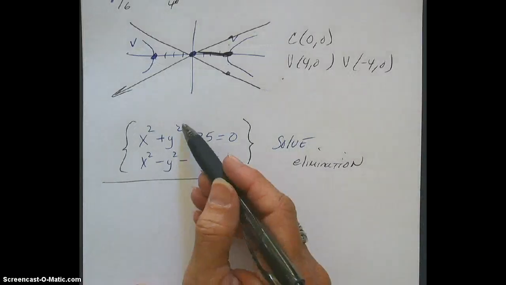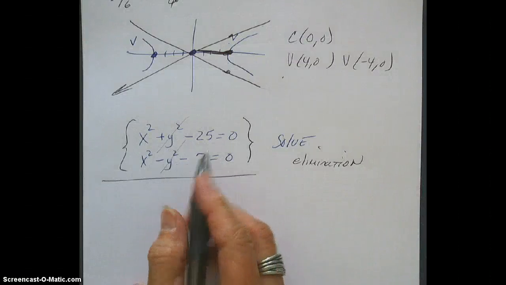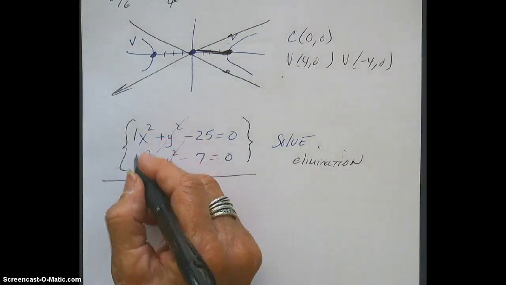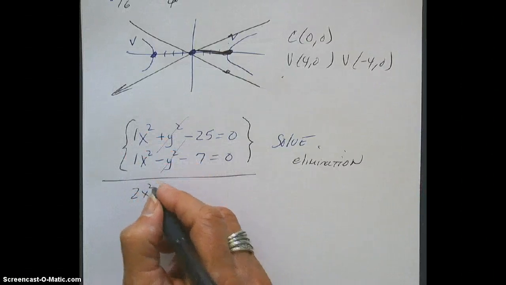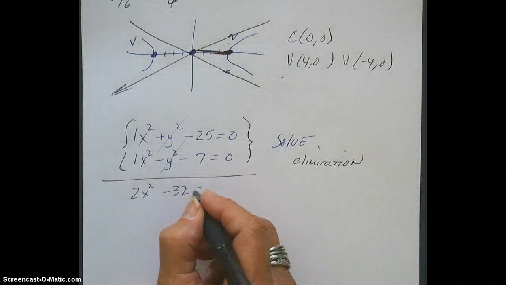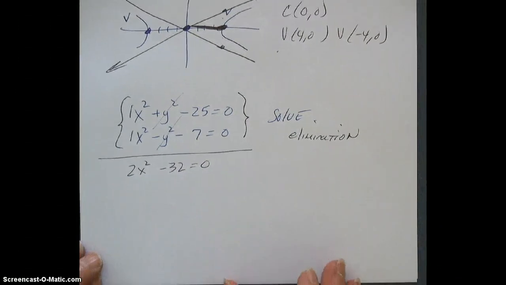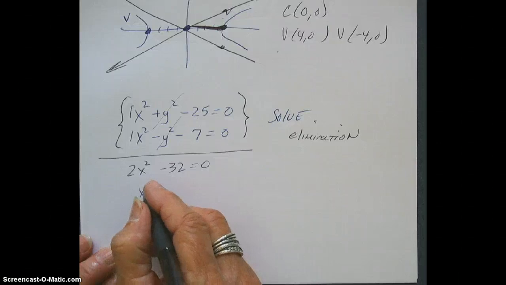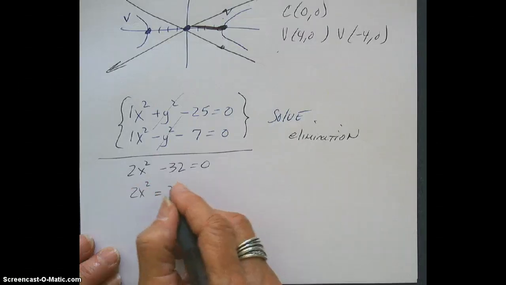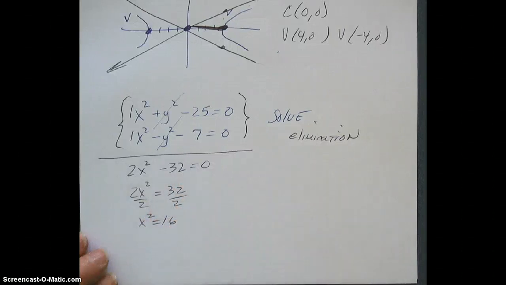You might recognize that if I add y squared to negative y squared, I'll get 0, so I'll eliminate the variable. But 1 x squared plus 1 x squared will be a 2 x squared. We're adding these, so we'll get 2 x squared minus 32 equal to 0. Now let's just solve. So solve means find x. I'll put the 32 on the other side, divide by 2. So x squared equals 16.